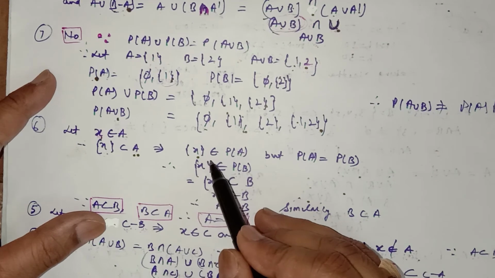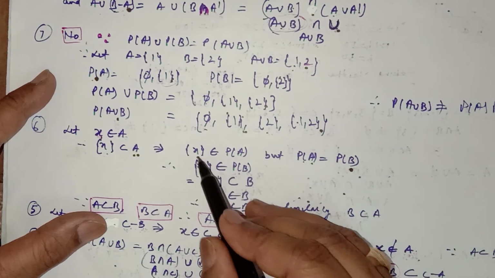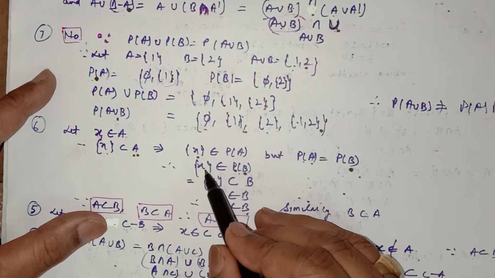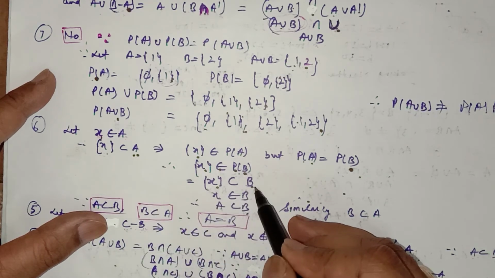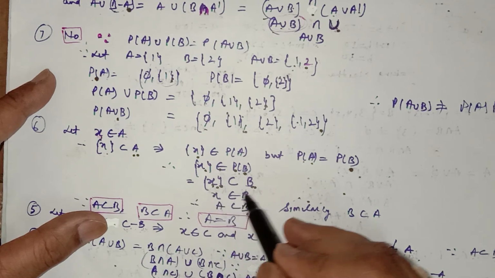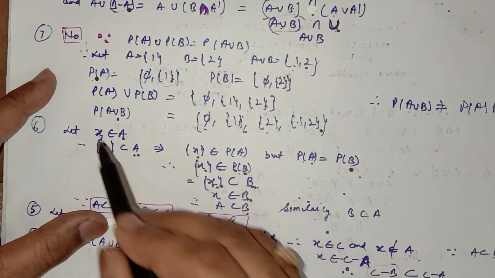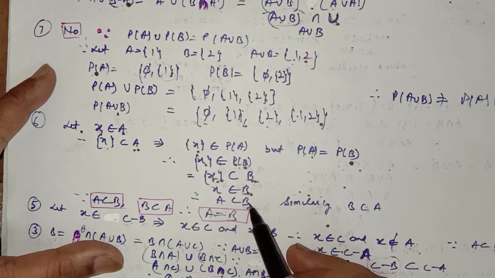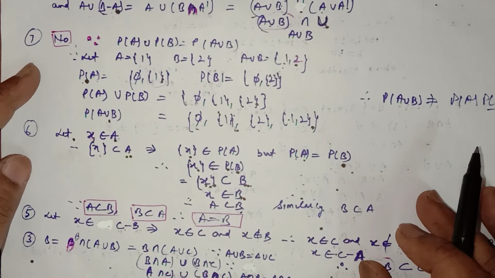Now it is given that power set of A is equal to power set of B, so it means {x} belongs to power set of B. Now if we remove the power set, then this will become a subset of B. Now if {x} is a subset of B, then x belongs to B. If we remove the curly bracket, then the element will belong to the set. So x belongs to A and x belongs to B, it means that A is a subset of B. Similarly, we can say that B is a subset of A. So therefore, A is equal to B.